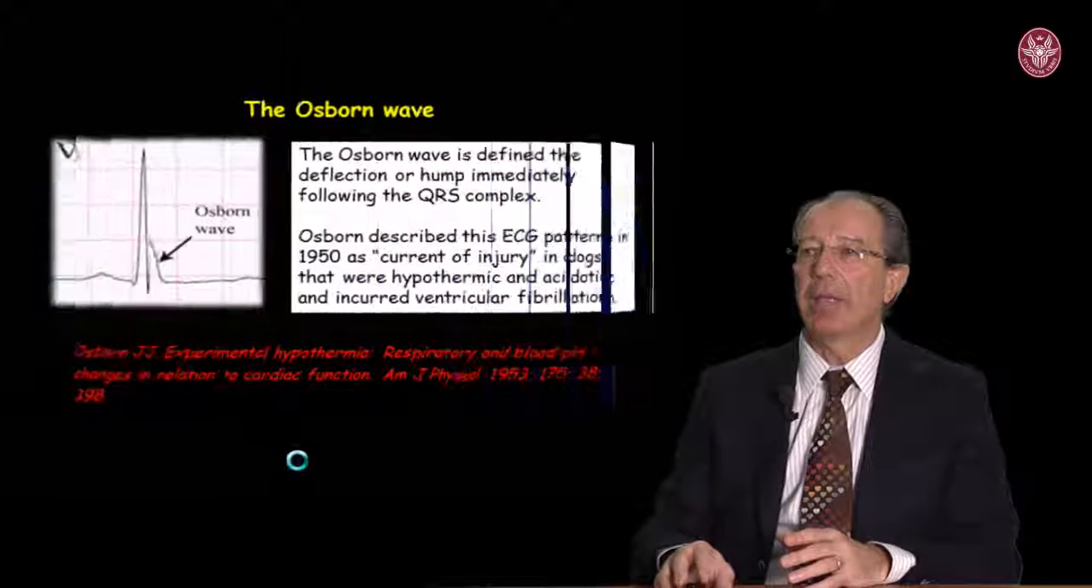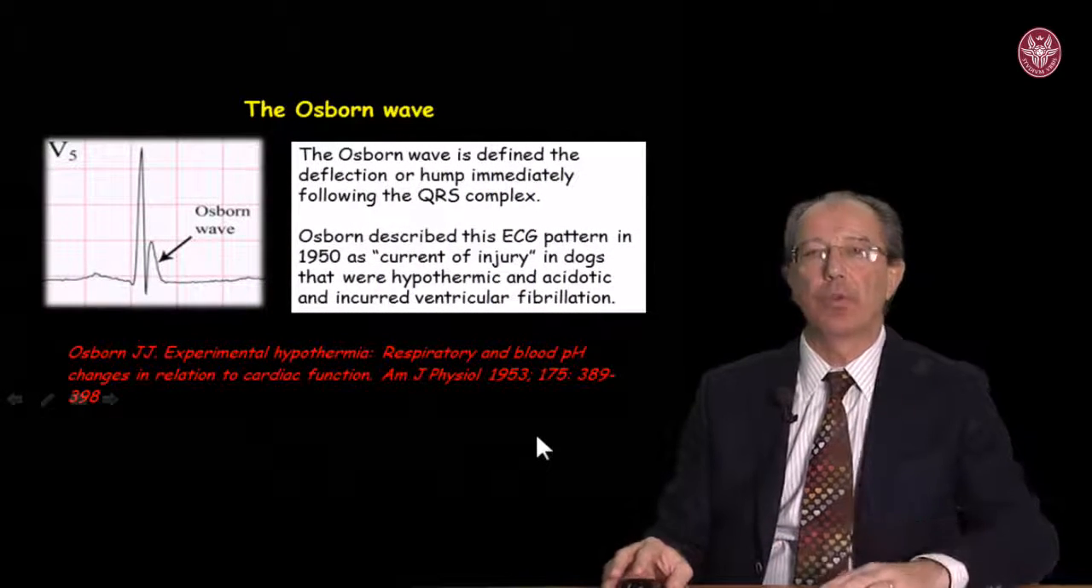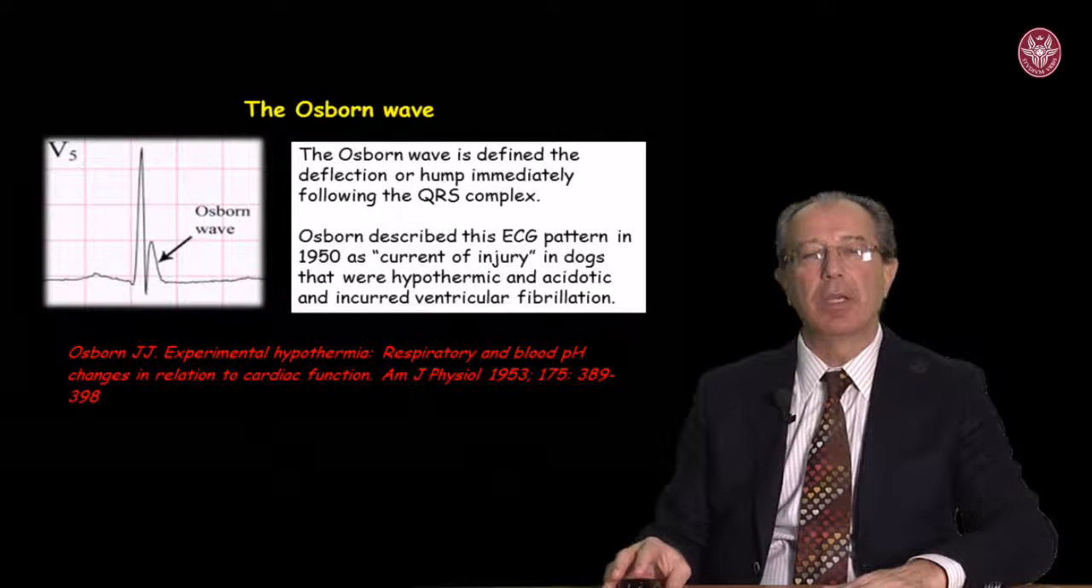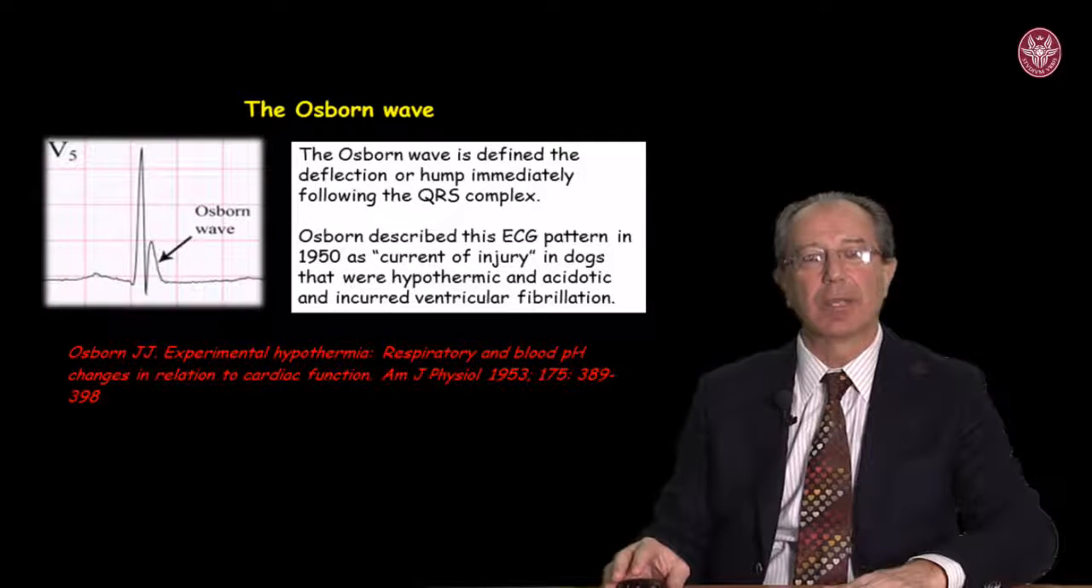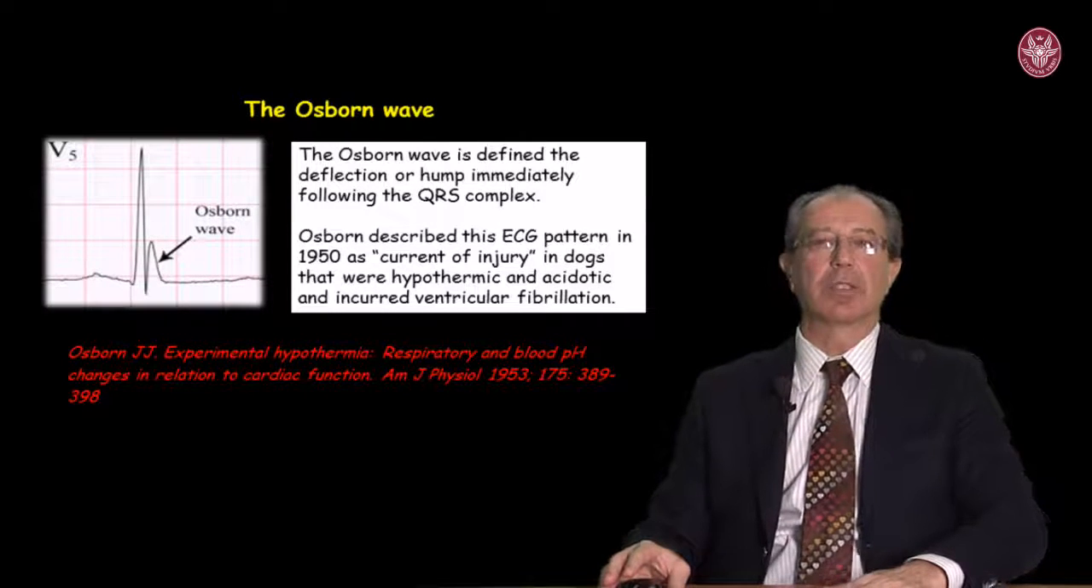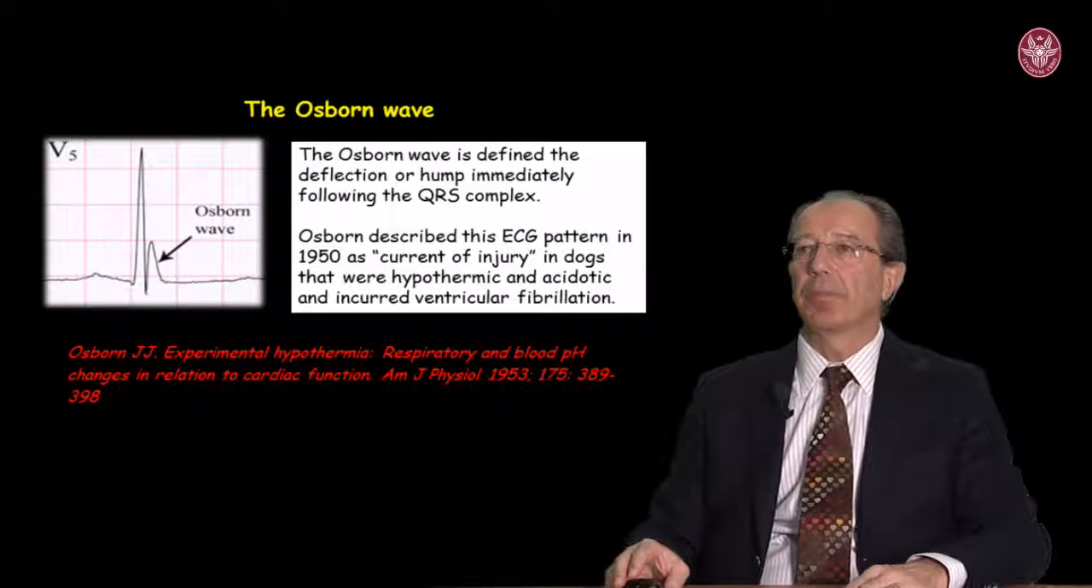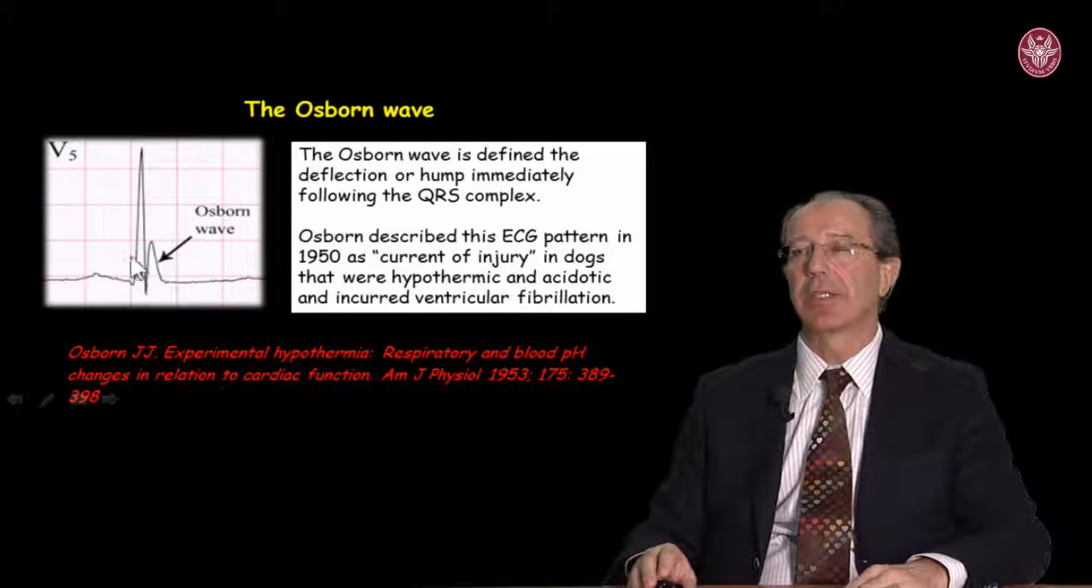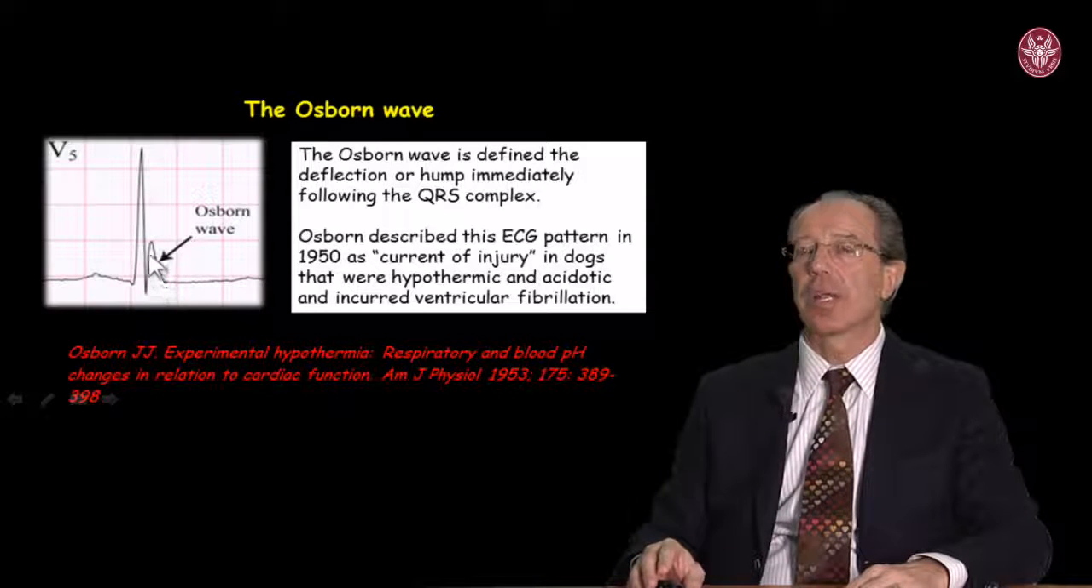And I believe that a few historical remarks may be useful to fully understand the clinical significance of the early repolarization pattern. The J wave, which is the main issue of today's lecture, is also called the Osborne wave. The J was for injury, current of injury, which Osborne described in animal models that were exposed to hypothermic conditions.